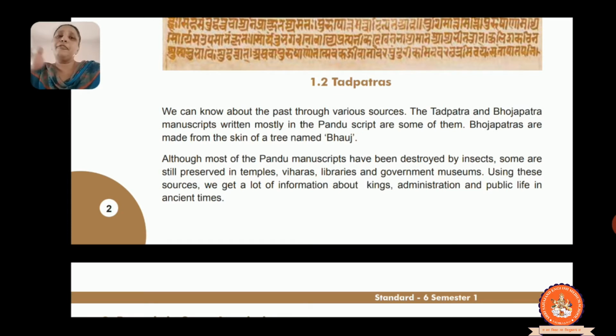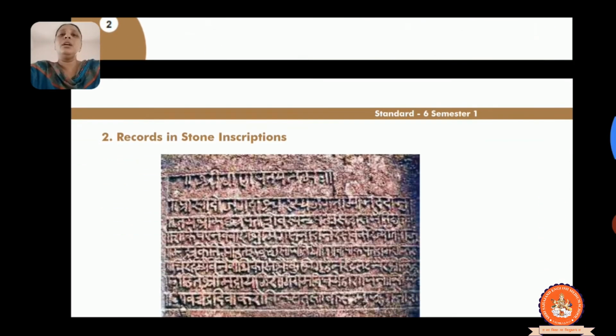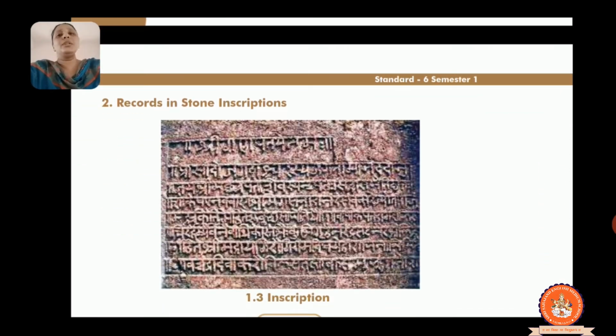We get more information from the Bhojpatra and the Tatpatra about the kings, administrations, and public life, how the public life was in the ancient time. This is a kind of preservation of information from previous ancient times. Now you can understand this is one type. How can we know everything about the ancient time?